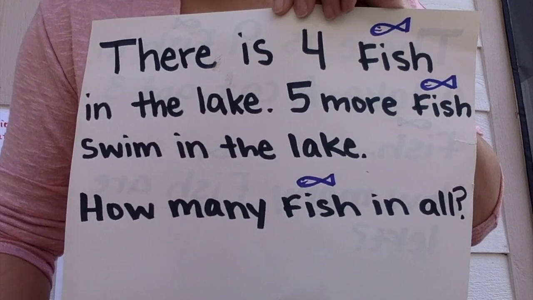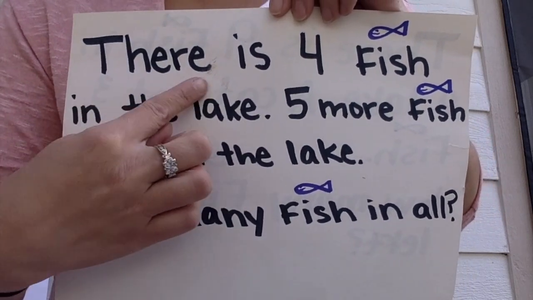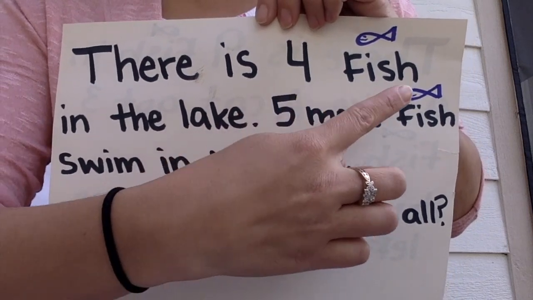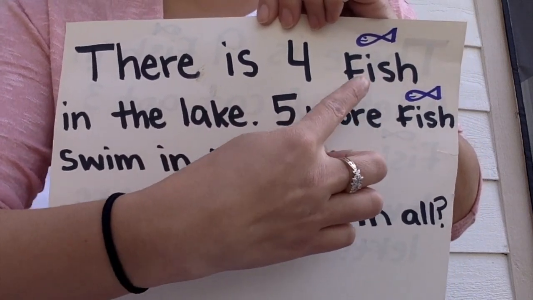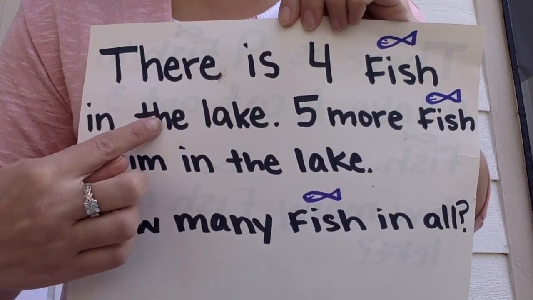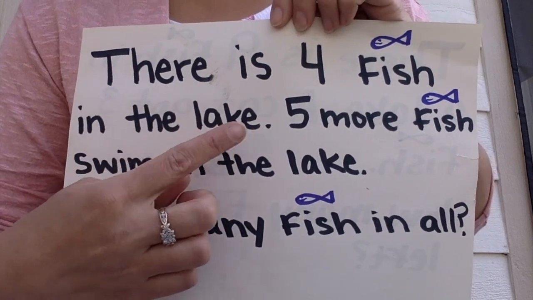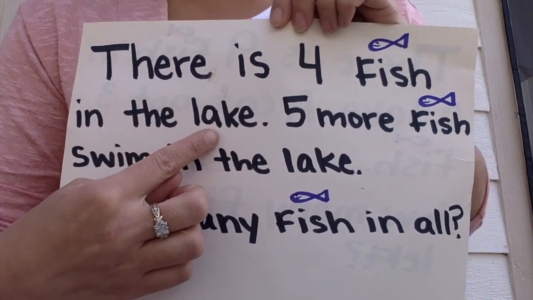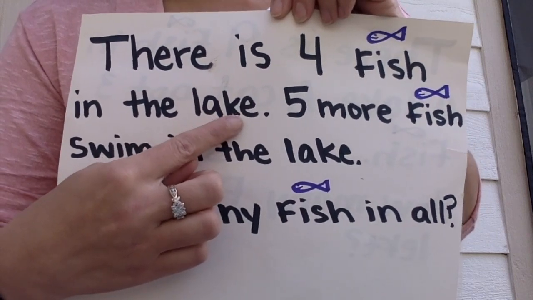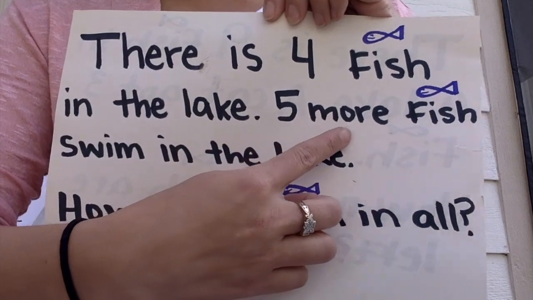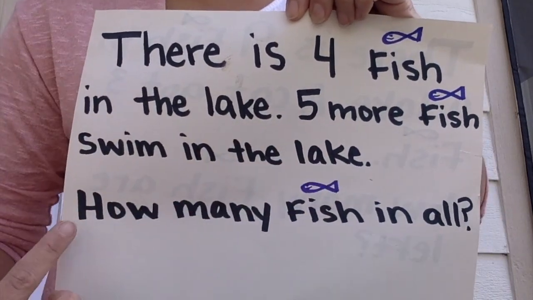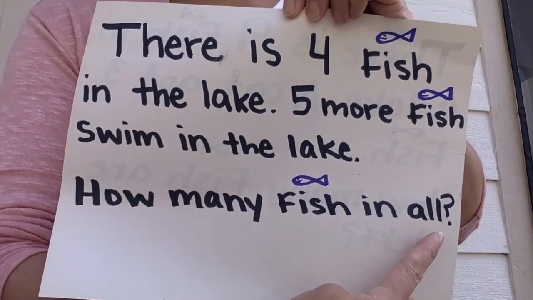Now, your story problem is not about frogs on a log. Let's read and see what your story problem is about. Do you remember this word? There is 4 fish in the... Oh, I'm looking at this word. I see the magic E. So that means the A is going to say lake. Lake. There is 4 fish in the lake. 5 more fish swim in the lake. How many fish in all?